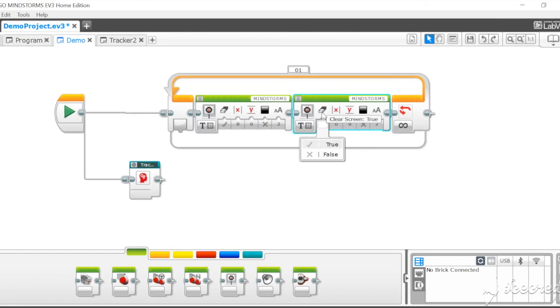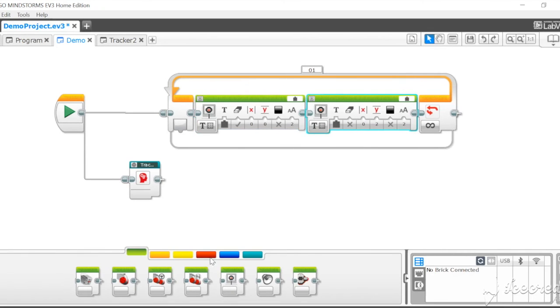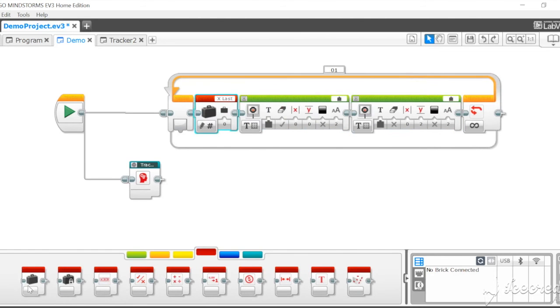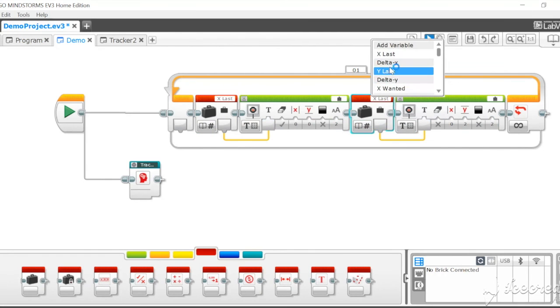And on the second display, you have to remove the erase function. And also on the second one, make sure to change the Y to 2. And here we'll just make these 2 wired. And what you can do is you can read from both variables and plug them into add. And so the first one will be X last, the second one will be Y last.